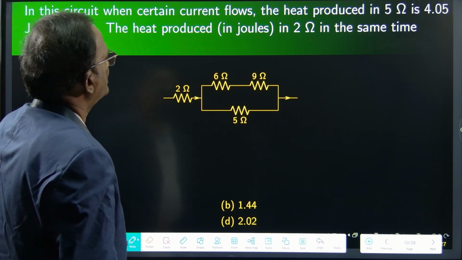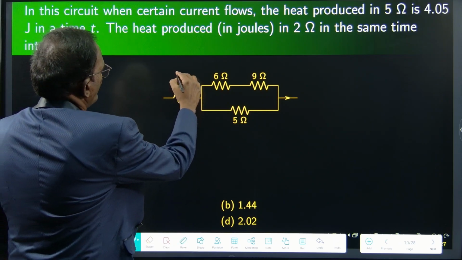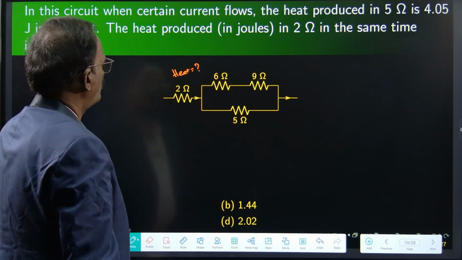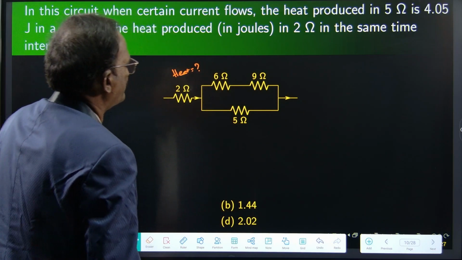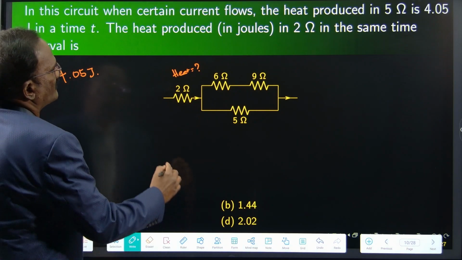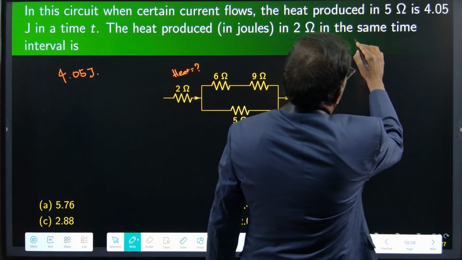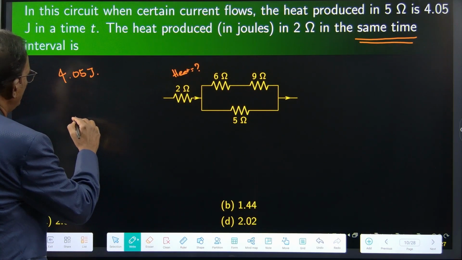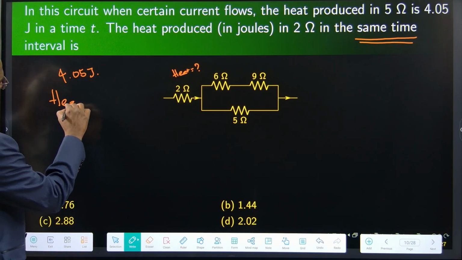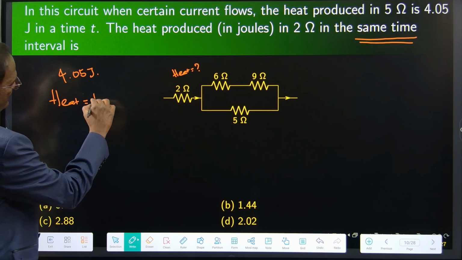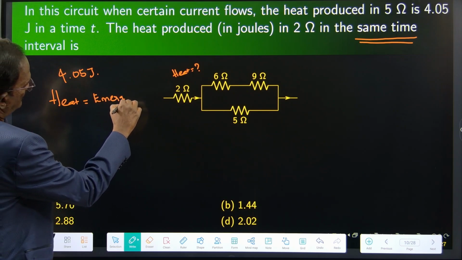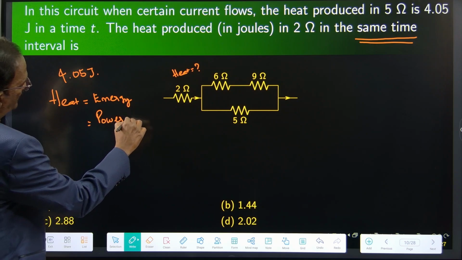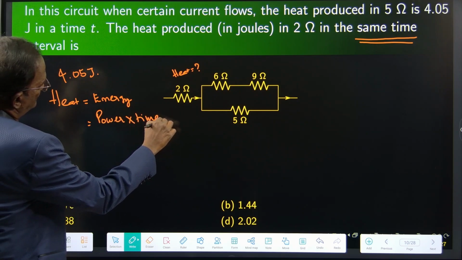The heat produced in joules in 2 ohms. What is the heat here? In 2 ohms resistance, in the same time, the time is constant. So this is given in joules. Heat is equal to energy is equal to power multiplied by time.